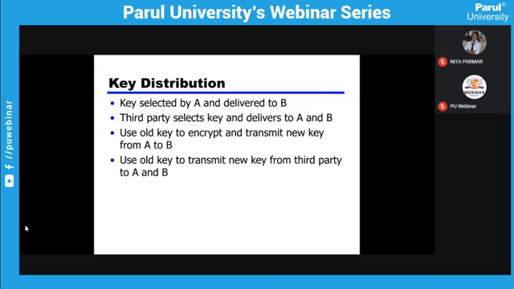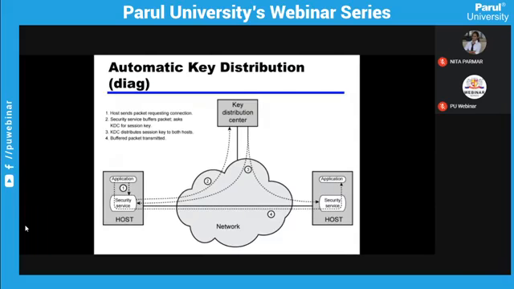And in the third type, the old key is used to encrypt, and a new key is transmitted from sender to receiver. And in the last type, the old key is used, and a third party transmits the new key using the old key from sender A to B. So key distribution is also used for this algorithm, and an automatic key distribution tool is also available, in which a key distribution center distributes keys to every node.